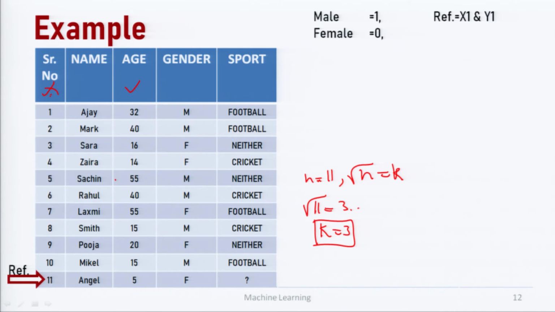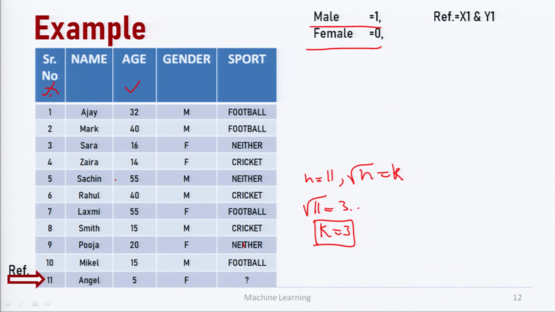Only one numeric value is there, the rest are in terms of text. In order to apply our Euclidean distance, we need one more numeric value. So, we can convert the gender column into a numeric value: male is assigned 1 and female is assigned 0. For the new entrant, we want to find whether she plays football or cricket or neither of the two, and for that we need to use the Euclidean distance.